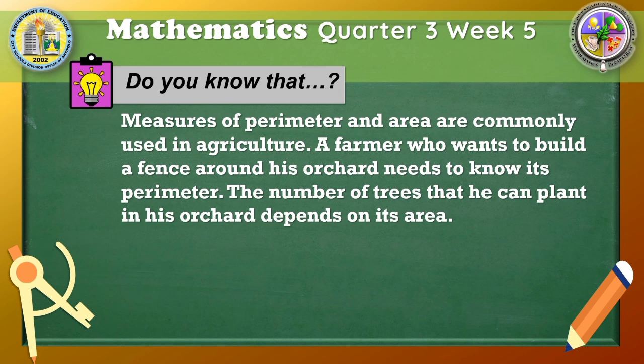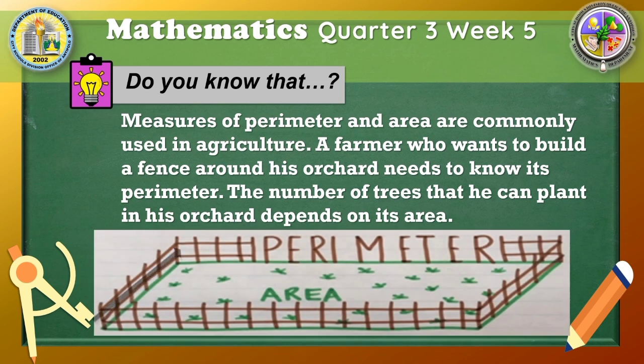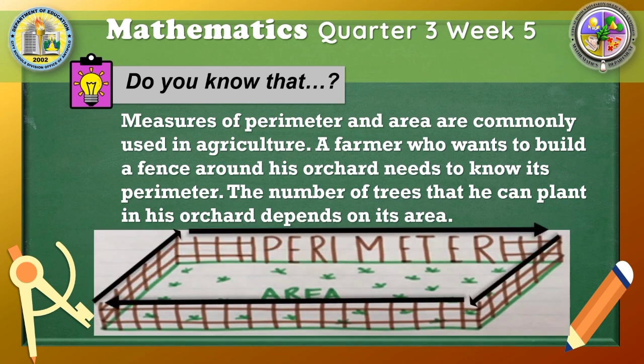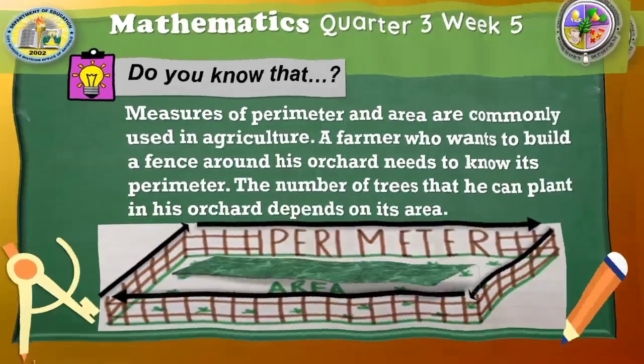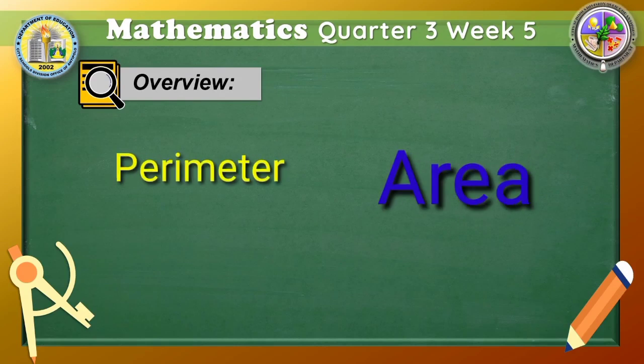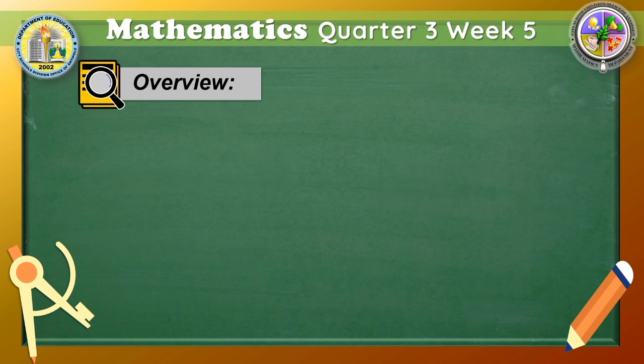Do you know that measures of perimeter and area are commonly used in agriculture? A farmer who wants to build a fence around his orchard needs to know its perimeter. The number of trees that he can plant in his orchard depends on its area. Perimeter and area are very important terms in mathematics. This applies to any shape of the field, irregular or regular.